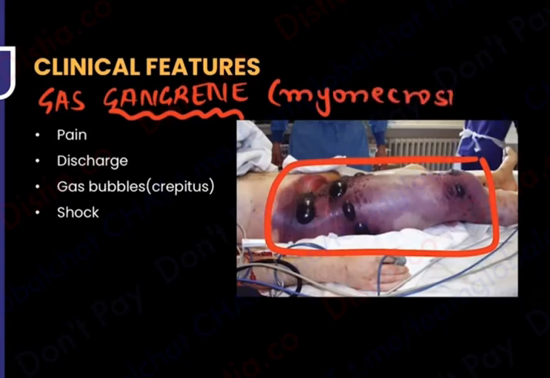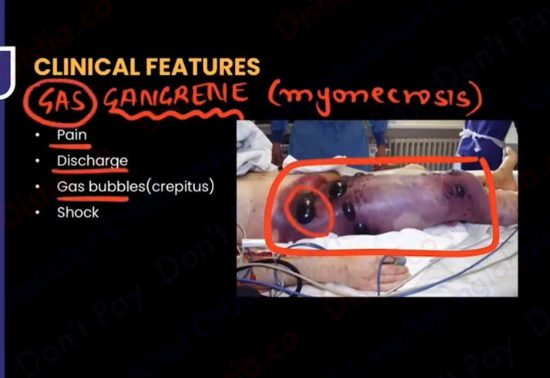So what is the patient going to be? The patient is going to be in a lot of pain. There will be some discharge, as you can see, that is coming out. But gas gangrene means that there are gas bubbles that have formed.